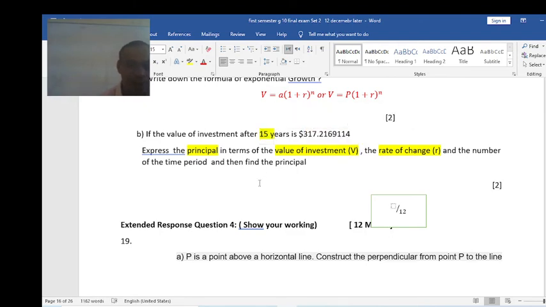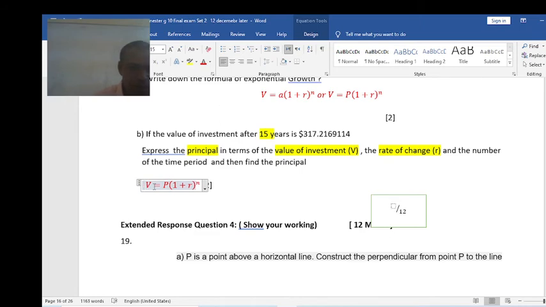So now I'll just write the formula I already wrote. I'll put it in the beginning. So this is the formula of the exponential growth. Now to express P in terms of V, R, or N, I should have my learners divide all of them by what? By 1 plus R to the power N. So I will do it like that.